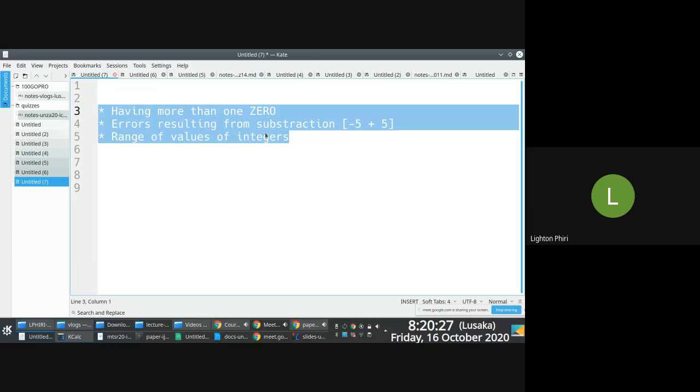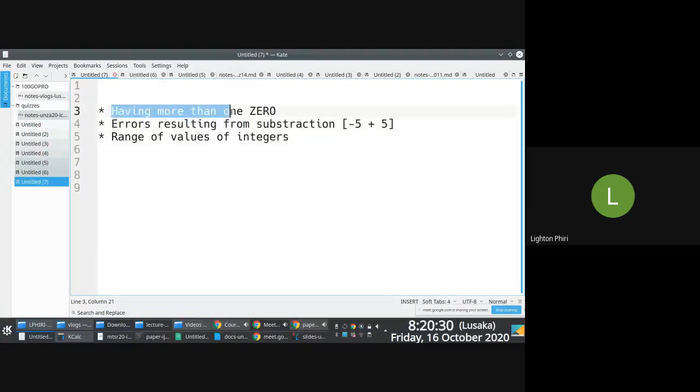But the range of values of the integers is somewhat linked to this notion of having more than 1 zero, because if you have more than 1 zero, what that means is that the range of values of integers that you're going to be working with is going to be slightly less, right? Because one of them is occupied by the additional 0. You'd have a +0 and a -0. Who does that? -0 and +0.